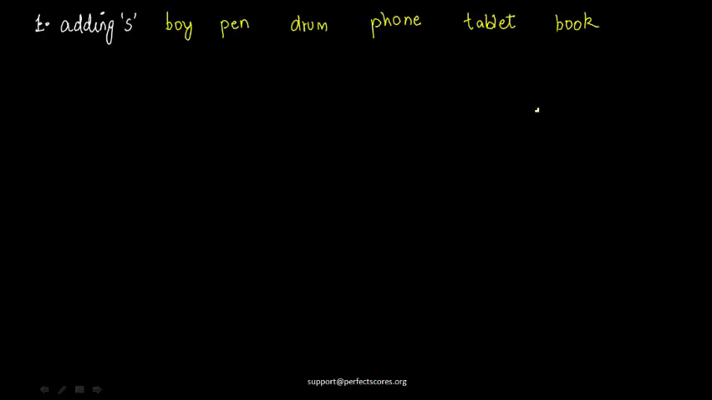So the first way in which you form a plural from a singular is by adding a simple S. Let's observe a few examples. So here you have a few singular nouns. Let's convert them into plurals by simply adding an S. So from the word boy, you get boys, pens, drums, phones, tablets, and books. So that is the first way of converting from singular to plural. All you need to do is add an S. Let's have a look at the second way.